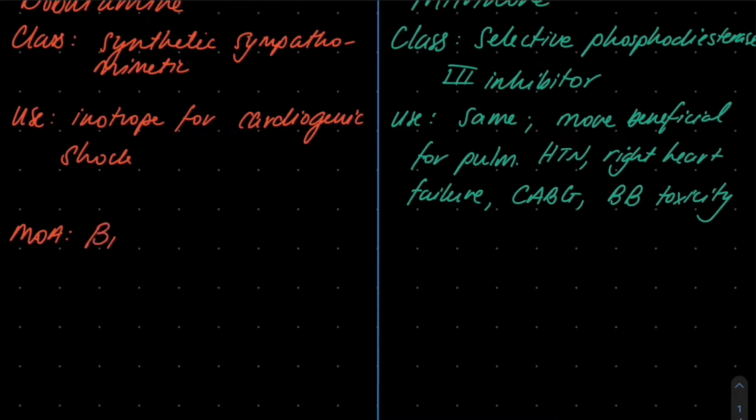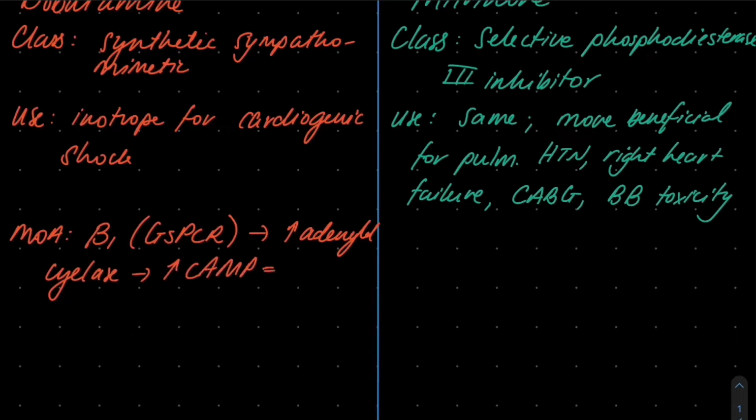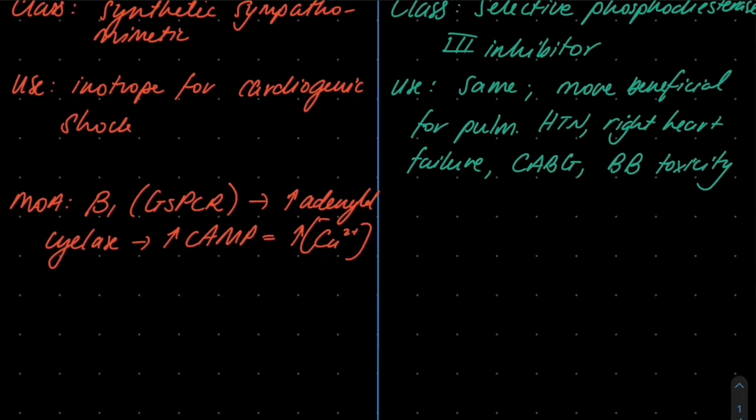The main mechanism of action for dobutamine is that it's a beta-1 adrenergic stimulant, and it binds to the beta-1 receptor, which stimulates the Gs protein-coupled receptor. This causes a rise in adenylyl cyclase, which causes a rise in cyclic AMP, and ultimately causes a rise in calcium. A rise in calcium causes increased inotropy.